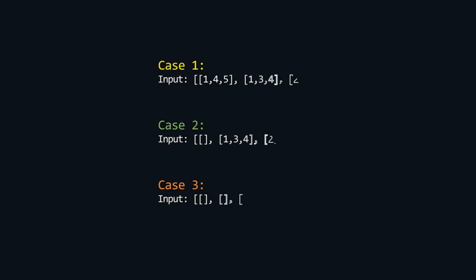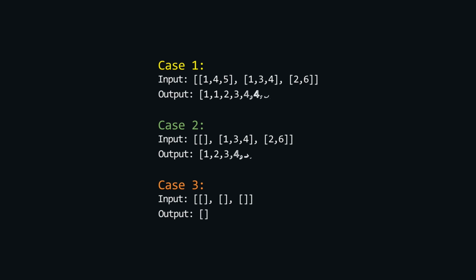An array of k linked lists. Each linked list is already sorted in ascending order. The challenge is, how do we merge them all into one single sorted linked list? Let's look at some examples.